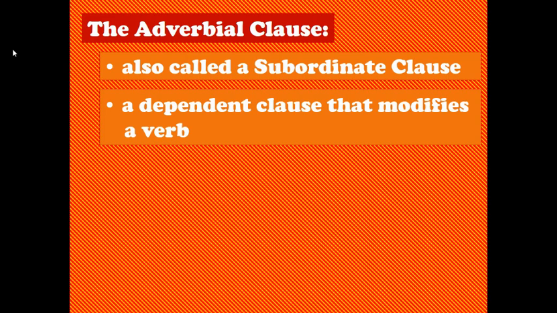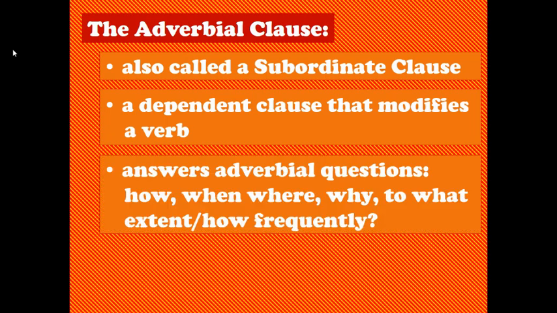Think about how a noun clause or a nominal clause served as a noun. So now these adverbial clauses are going to serve as adverbs, and they're going to modify verbs. And they're going to answer an adverbial question. Questions like how, when, where, why, to what extent, and how frequently. I just recognize the fact that I don't have a comma between the words when and where, so I need to fix that. Sorry about that.